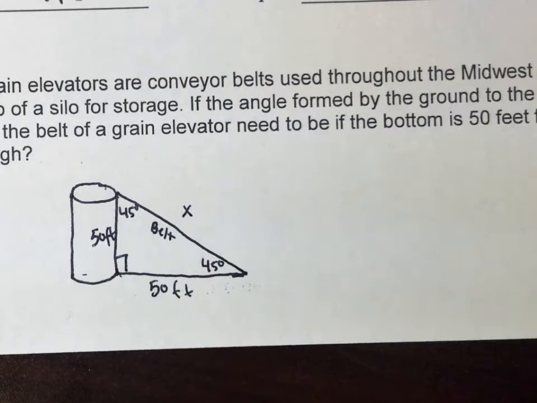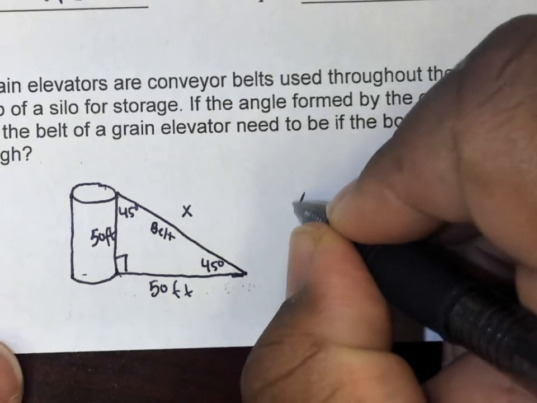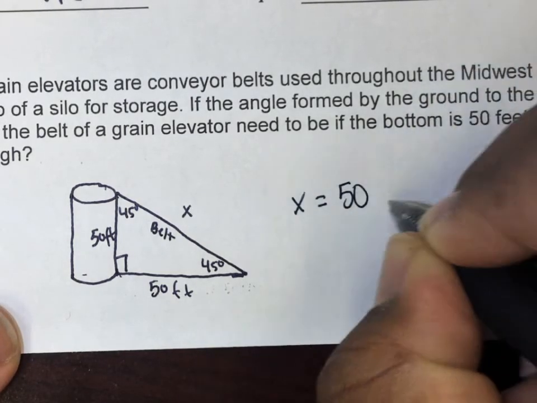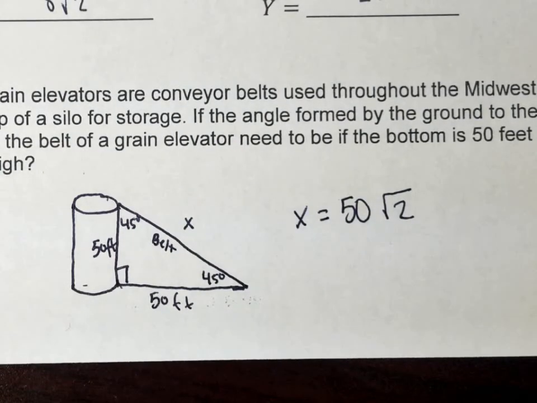This is a 45-45-90 triangle. My belt is X. They gave me my silo is 50. The base of the silo from the belt is 50. What's the length of the belt itself? Single trick question. Go. Thank you, sir. 50 square root 2. But you got to be able to draw it out to be able to answer it.